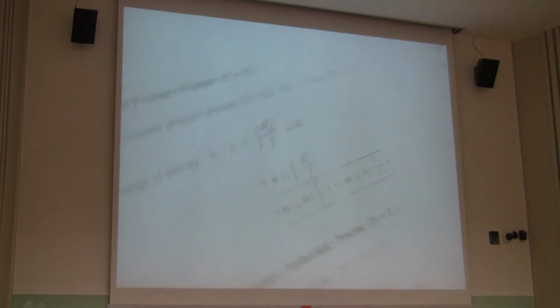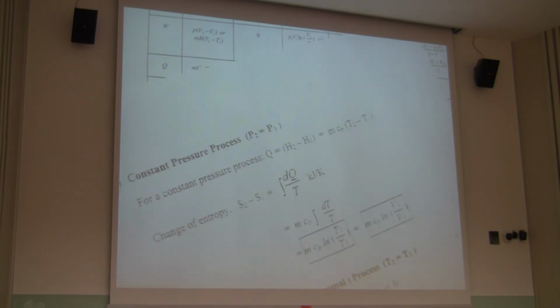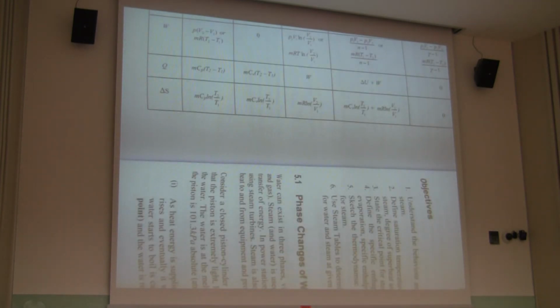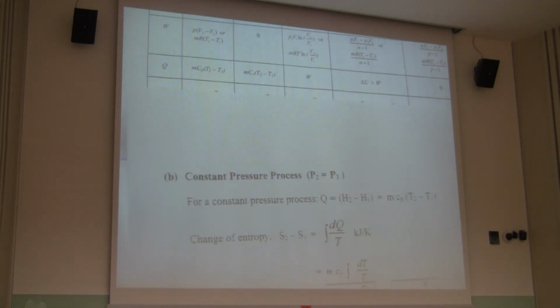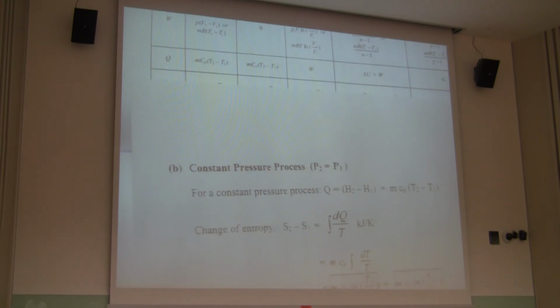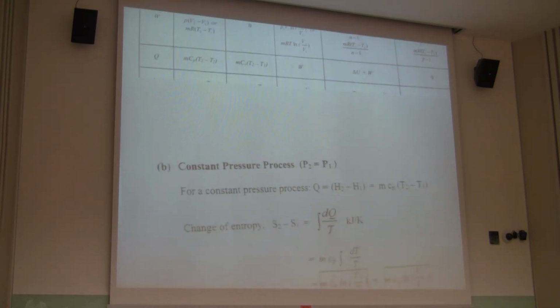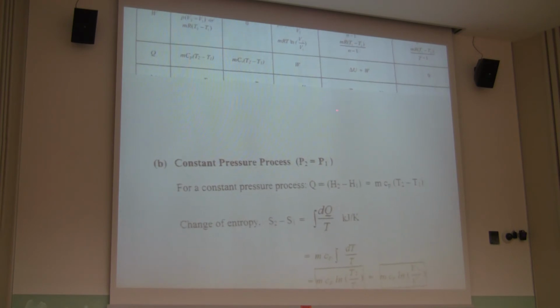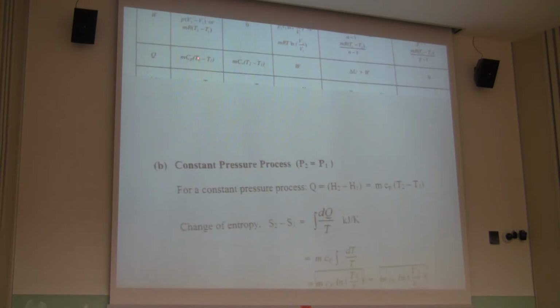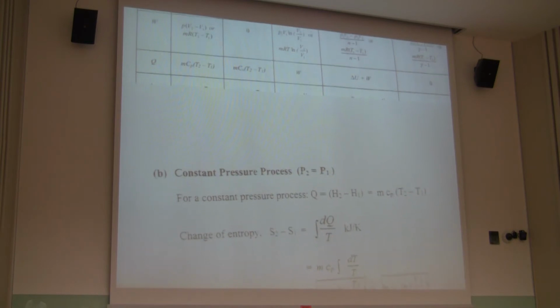Alright, let's try this one. Constant pressure process. Where is my constant pressure process? First one. Constant pressure, m Cp log T2 over T1. It's the same now, right? You can take my word for it now. You can go back and check.